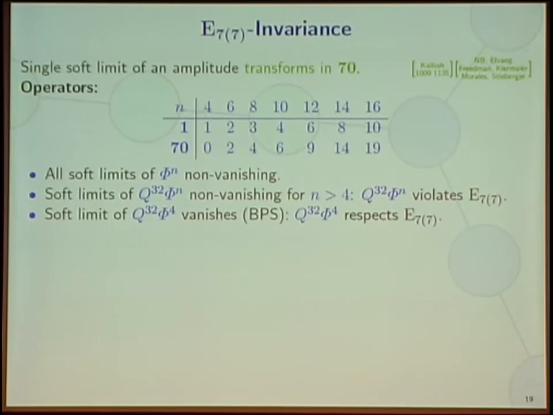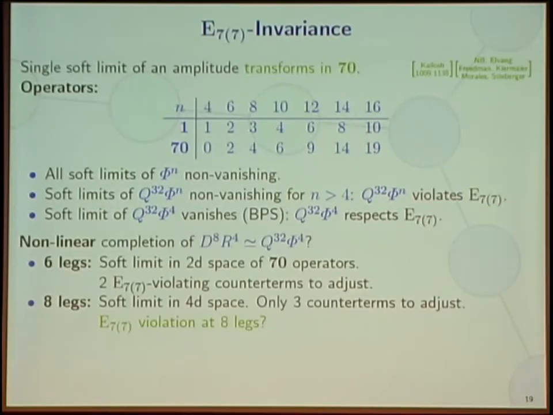That's because there is a certain BPS condition, and that's why this one counterterm, D^8 R^4, does respect E7 at the linear level. How about the nonlinear completion of that? Well, for 6 legs we have discussed it. There are actually two; the soft limit lives in one of these two local operators, but we can compensate by adding one of these two, or a certain linear combination of these two.